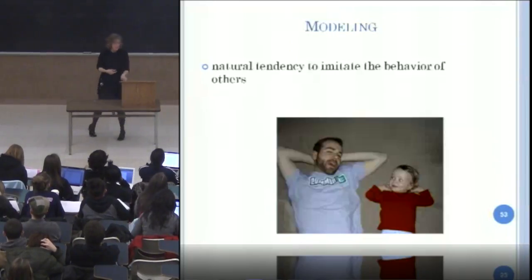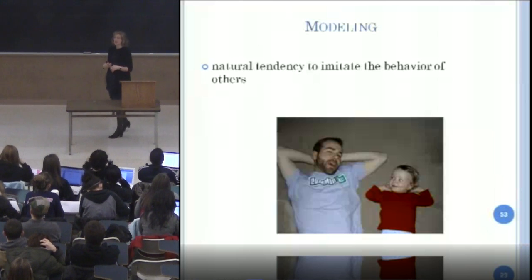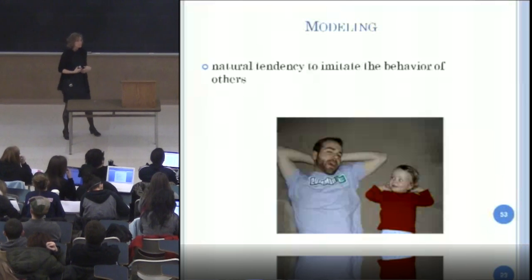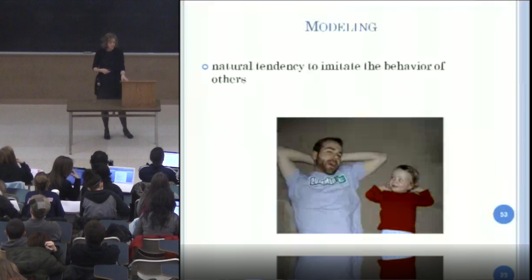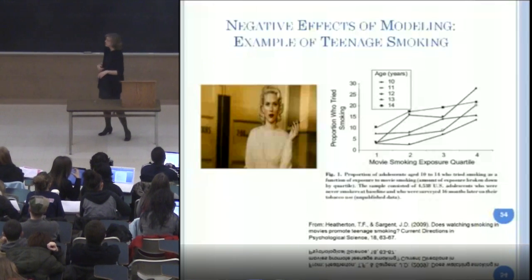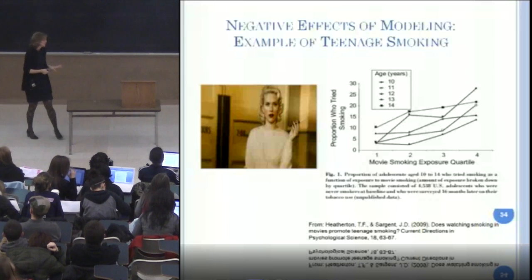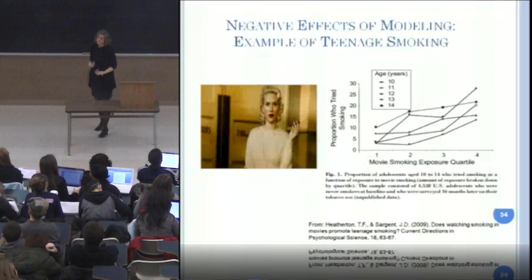So we do have this natural tendency to want to imitate other people, especially people of high status, people who are important and close to us. We have a tendency to want to model our behavior after others. And there are some pretty negative effects that can come out of this. Just one example: the negative effects of smoking in movies.